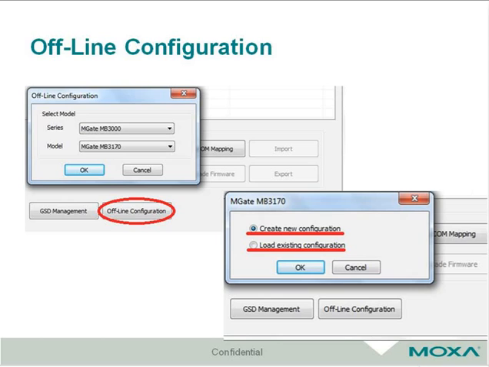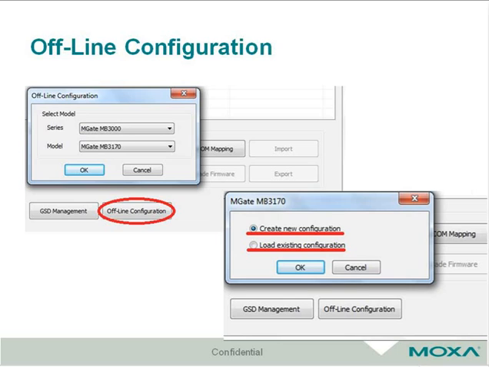In the page, it shows you the function of offline configuration. You can use it for two purposes. First one, create a new configuration. For example, if you don't have the IEG at hand, but you would like to configure it in advance, you can use it to produce a configuration file. After you get the IEG, you can import the configuration file without setting. The second one, load an existing configuration.